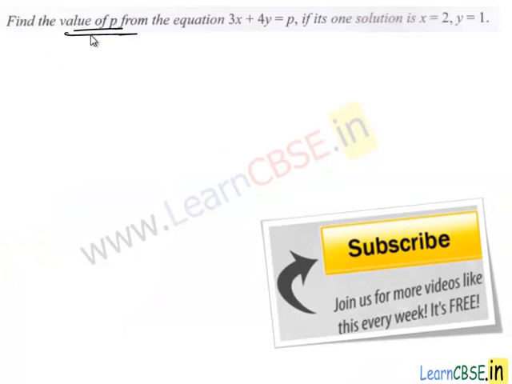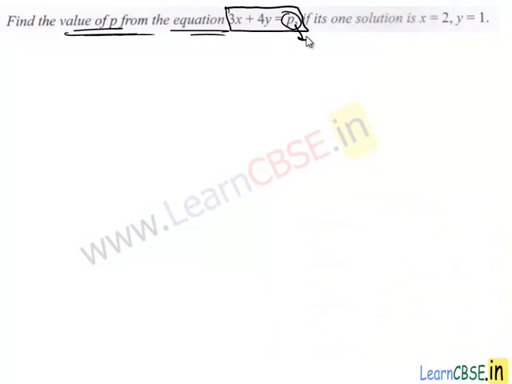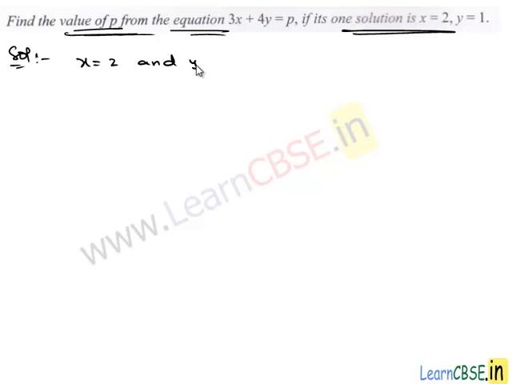Here we have to find the value of p from the equation 3x plus 4y is equal to p. Here p is unknown and we are given this condition. One of the solutions of this equation is x is equal to 2 and y is equal to 1. Let's work out the problem. Here for x is equal to 2 and y is equal to 1, the given equation is true.